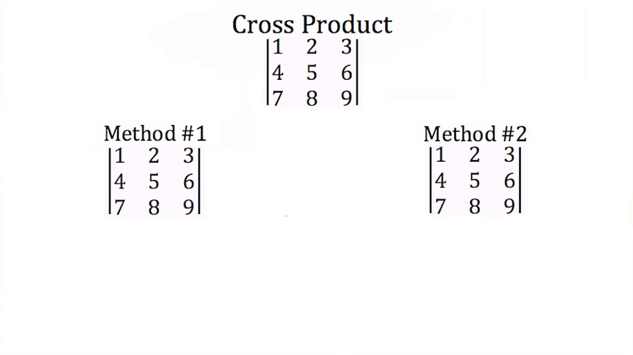So let's try practicing this. Here we have a matrix: 1, 2, 3, 4, 5, 6, 7, 8, 9. We want to find the determinant of this 3 by 3 matrix, using method 1.